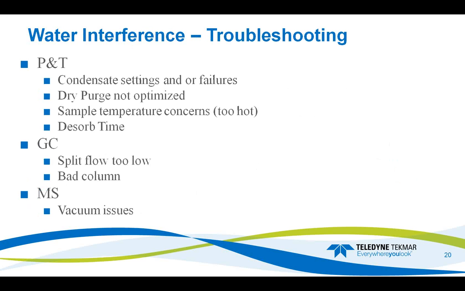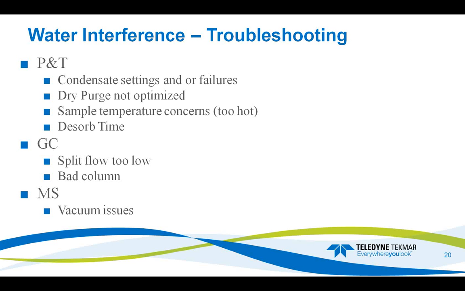So how do we deal with water? What do we do? On the purge and trap side of things, on our concentrator side, we want to look at our condensate trap settings. We possibly have a failure of a heater in our condensate trap. We may not have optimized our dry purge settings. We can also look at our purge temperature issues.